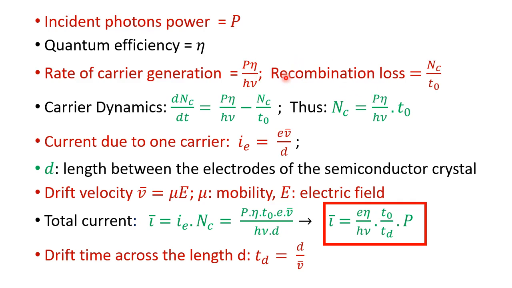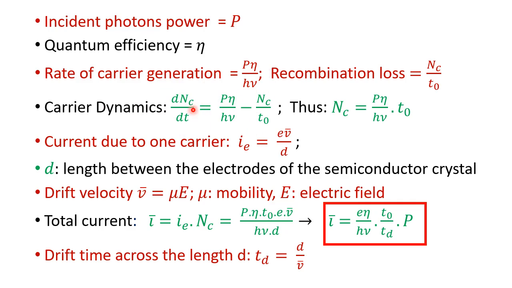There is also, of course, the recombination loss. That's our major contribution, which is simply the number of carriers that you have divided by T naught, because T naught is the average time the process lasts before recombination happens. That's my average time. So if you look at the carrier dynamics, you can see this nice rate equation that governs it: the rate of change of the number of carriers in time is the generation minus the recombination. That's all it is.